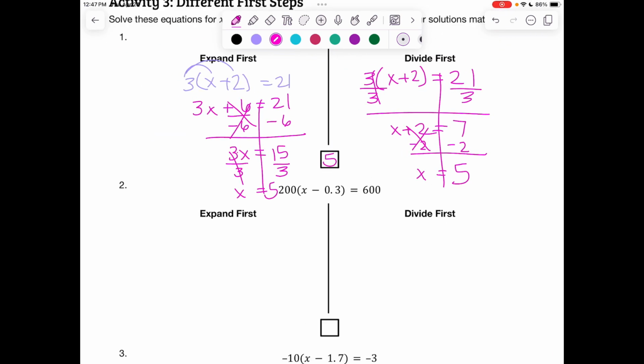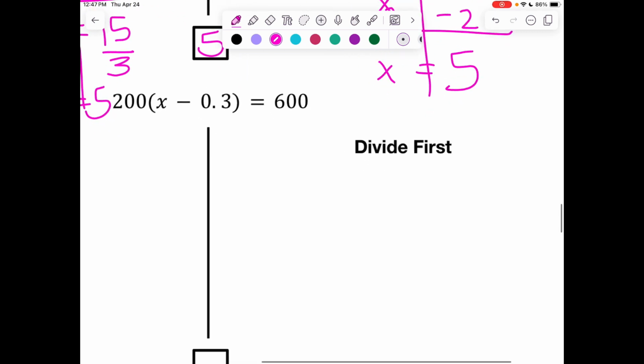So you can decide which way you'd like to do it. So now go ahead and pause the video and you try number 2. Either way, you can expand first or you can divide first, and then check your work with mine. All right, I think it's easiest to do the dividing first, so I'm going to do that one.